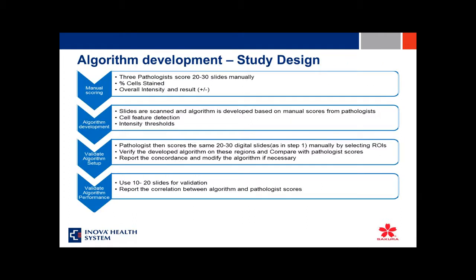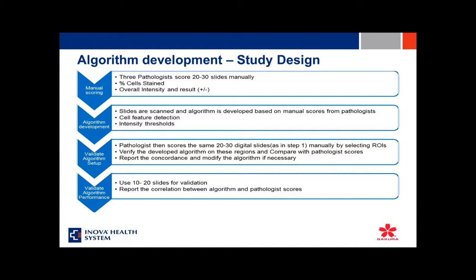We had 3 pathologists. The first step was manual scoring for our algorithm development. 3 pathologists scored 20 to 30 slides per marker manually, and they recorded the percentage of tumor cells that were staining and the overall intensity, and also the result. The interpretation is positive or negative or unacceptable. And based off of those manual scores, we generated an algorithm, and there are different parameters that we can tune here. I'm going to talk about those in a minute, about the cell feature parameters and the intensity thresholds. So the algorithm was developed based off manual scores from the pathologists for each marker.